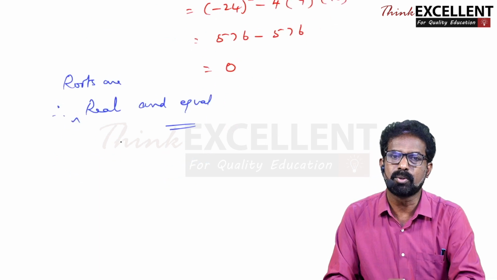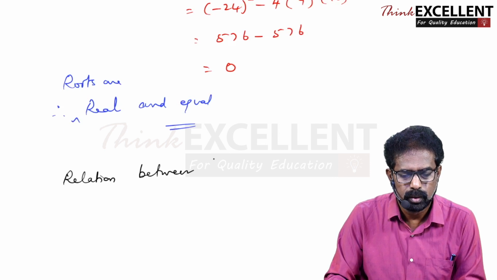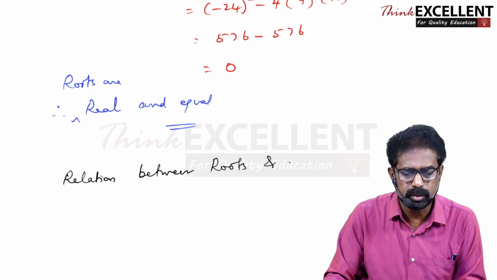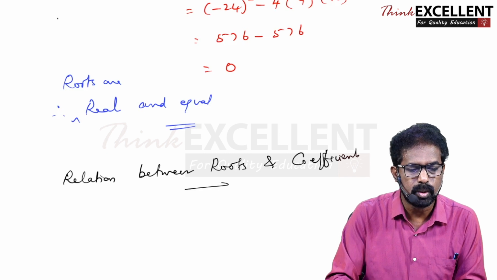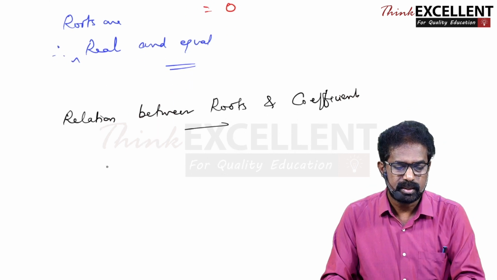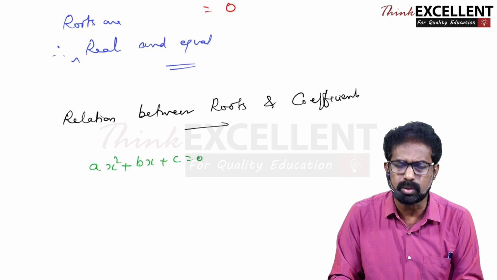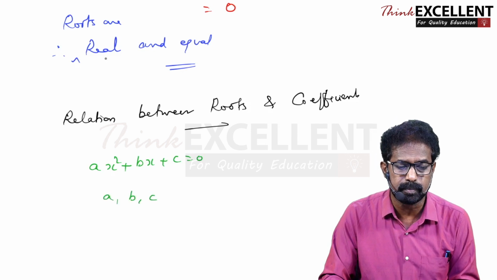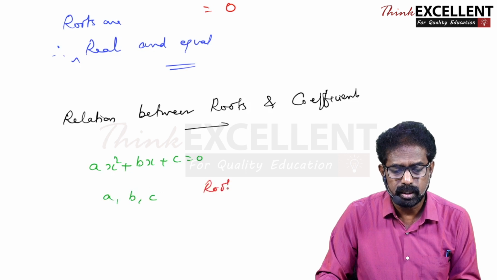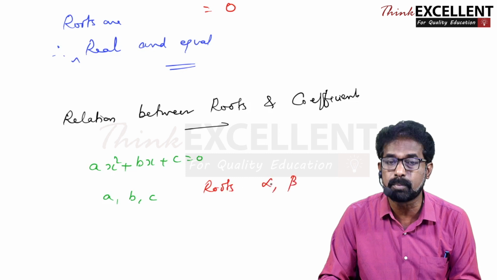Then finally, I'm going to teach you a few formulas: the relation between roots and coefficients. See, a quadratic equation is given: ax square plus bx plus c equal to 0. This is a quadratic equation. What are the coefficients here? The coefficients are a, b, c. And the roots: it is a quadratic equation, so maximum it can have 2 roots, right? The roots I am taking as alpha and beta.